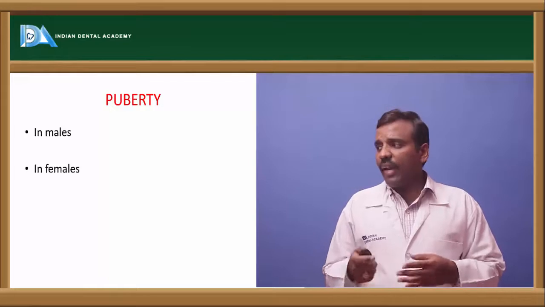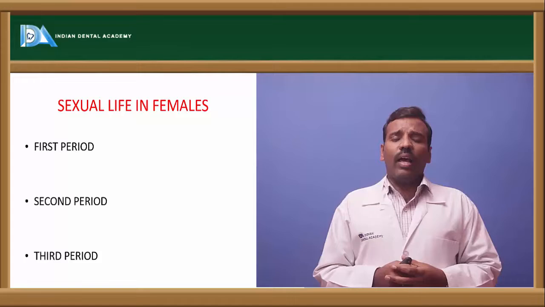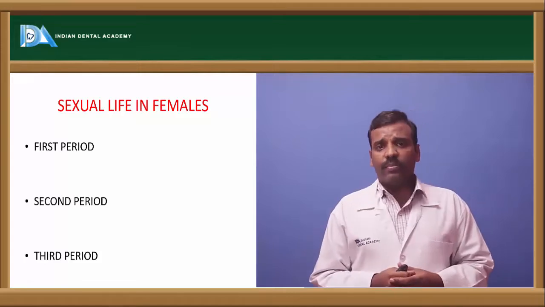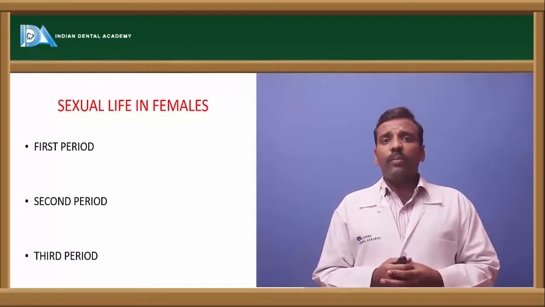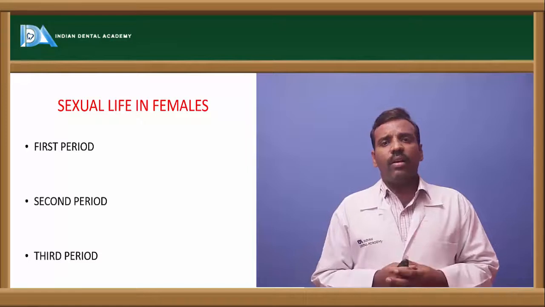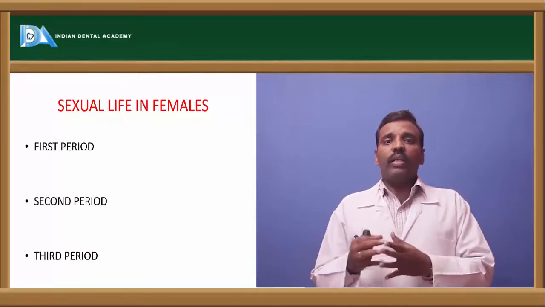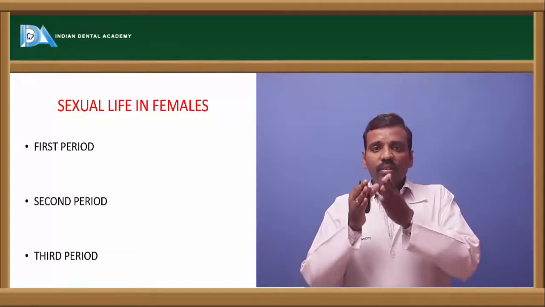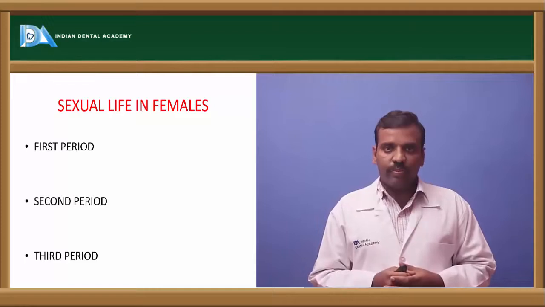Okay, right, and next, after this puberty, the sexual life cycle in the case of females. There are three types of periods present in the female reproductive system: the first period, second period, and third period. The first period starts from birth till puberty, in the sense the starting of the menstrual cycle at the time of menarche.